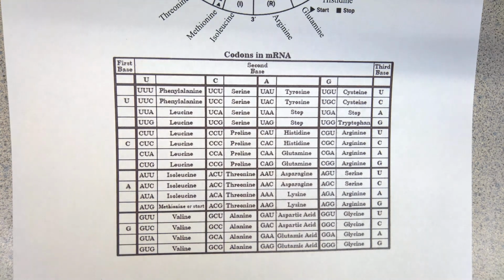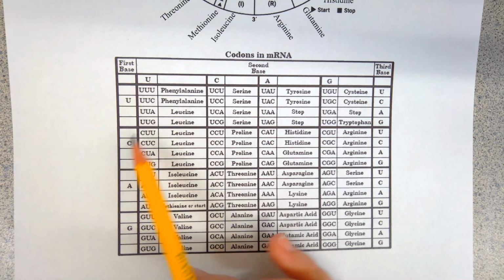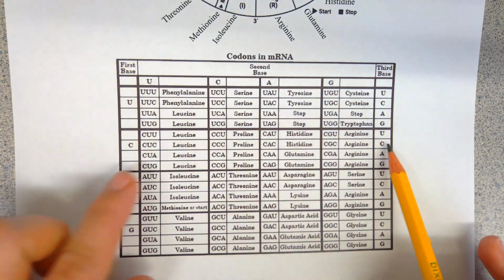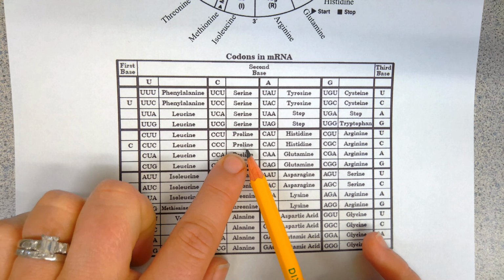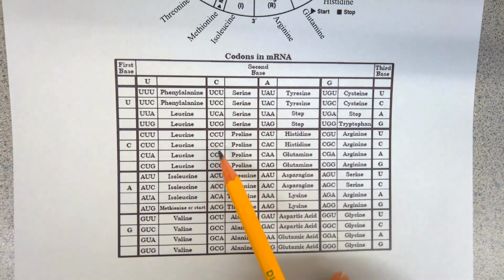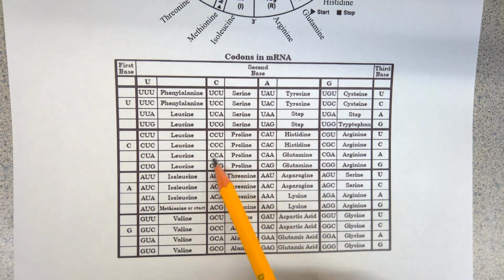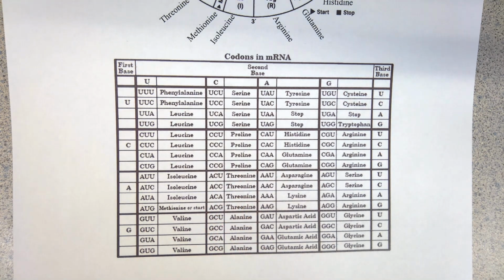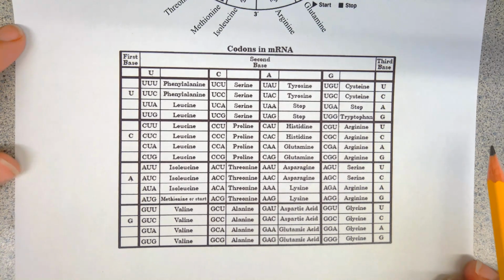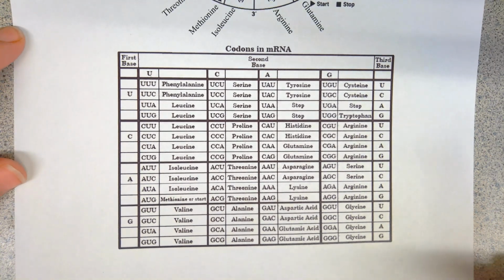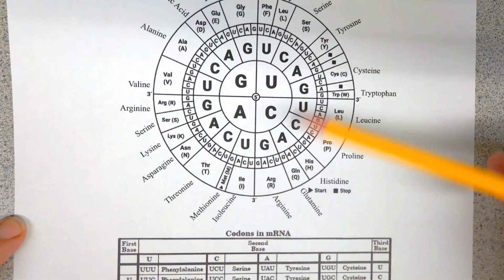So try something like CCC. First, second, third letter, where they all come together is proline. And what if I asked you CCU? Still proline. CCA, still proline. CCG, still proline. All right, so as you practice anytime with protein synthesis, like I said, you are welcome to use either of these charts.